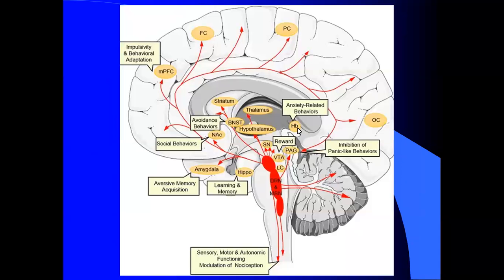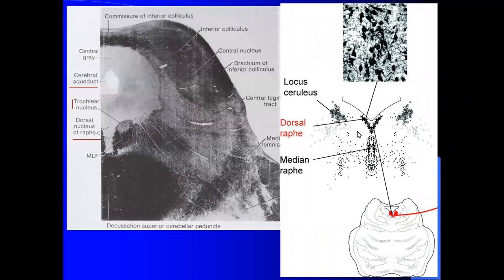And this was a good cartoon I found last night, I think, or the night before, just showing you some of the projections of the median and dorsal raphe. So this is useful, and lots of notations also as to what it does. So a good cartoon. Here are the raphe. I think this is excellent.